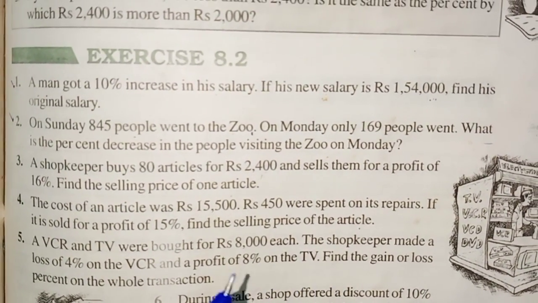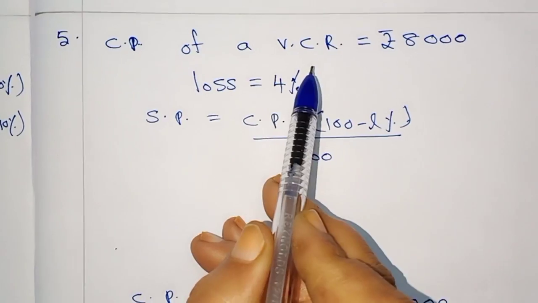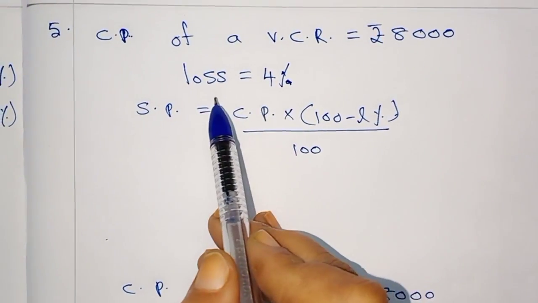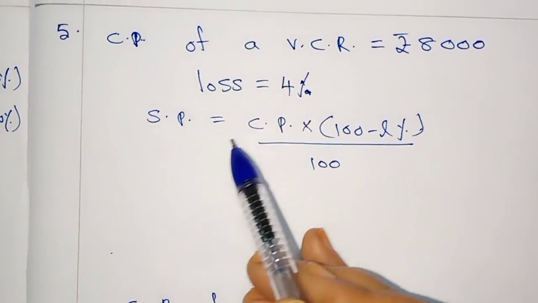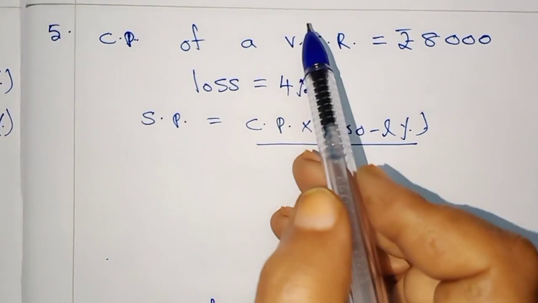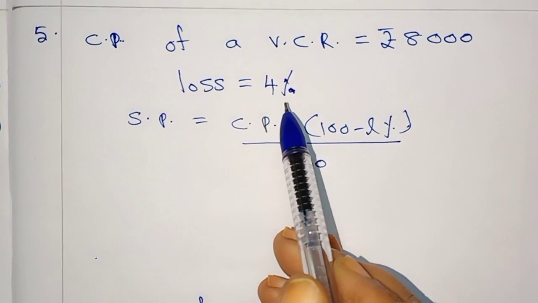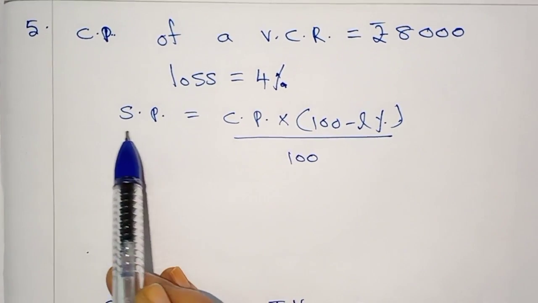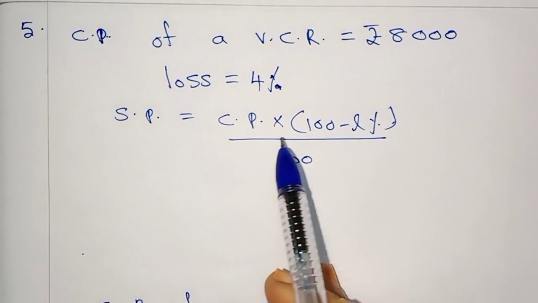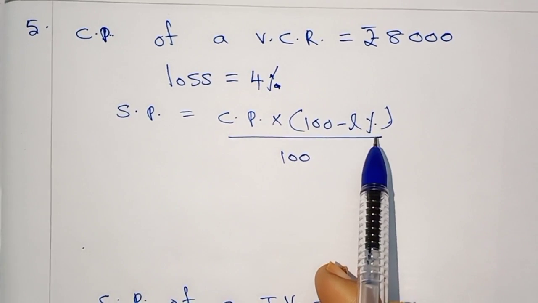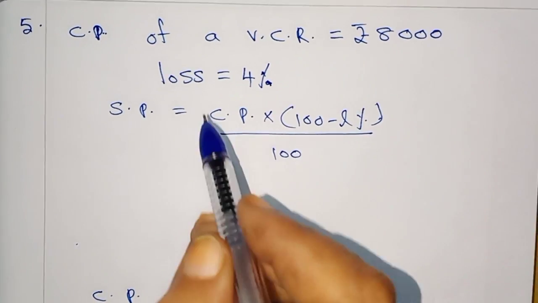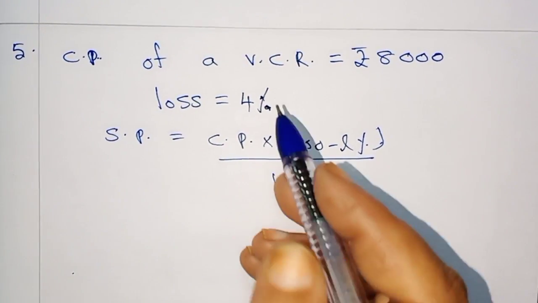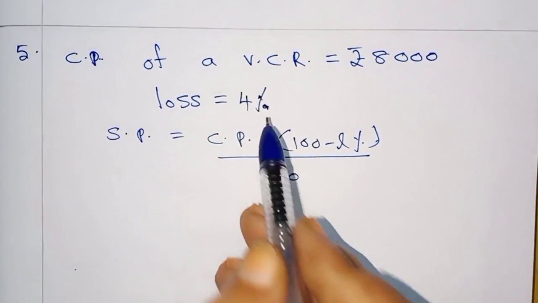Let us find out. So what is the CP of VCR? 8,000 rupees. What is the loss? 4%. So this is the direct application of the formula. When CP and loss percent is given, then selling price is equal to CP into 100 minus loss percent by 100. So what is the loss percent? 4%.